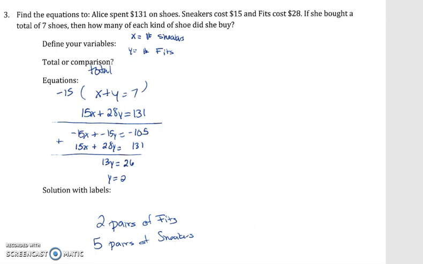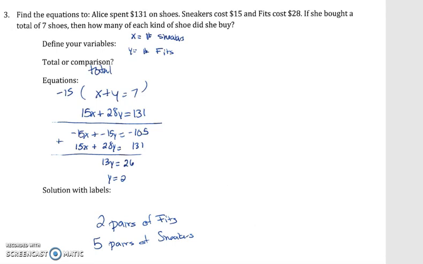So sneakers cost $15, so 15x. Fitz cost $28, so 28y. And that's equal to the total dollars, 131. So 15x plus 28y equals 131. Go back to the fact that we know that she bought a total of 7 shoes. What makes up those shoes? The sneakers and the Fitz. So x plus y equals 7.